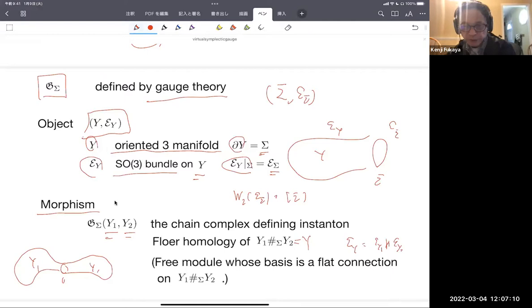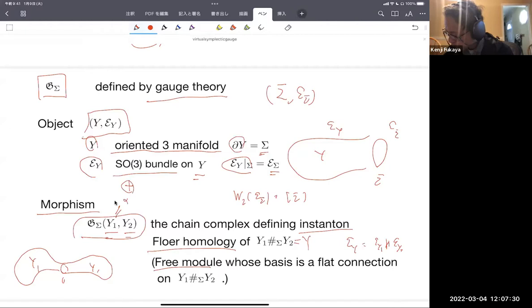And then this space of morphisms is a Floer chain complex. So Floer defined instanton Floer homology in this kind of situation. And it's a chain complex which gives this Floer homology.